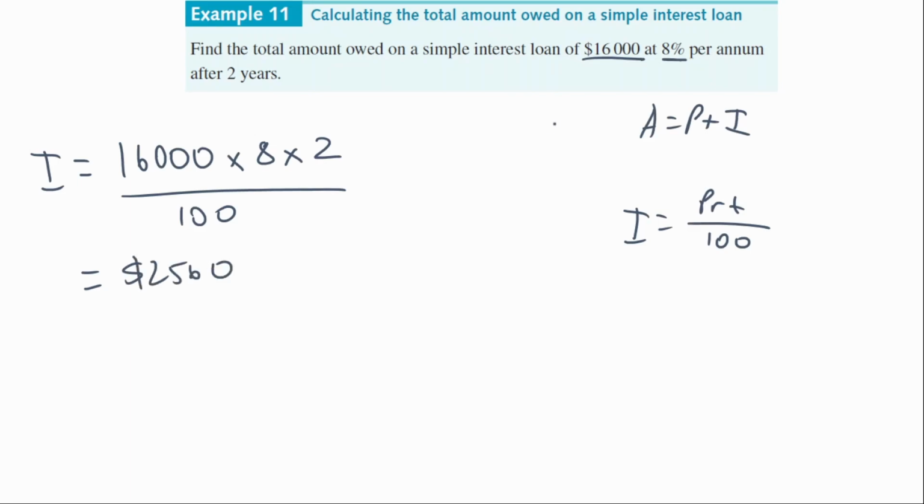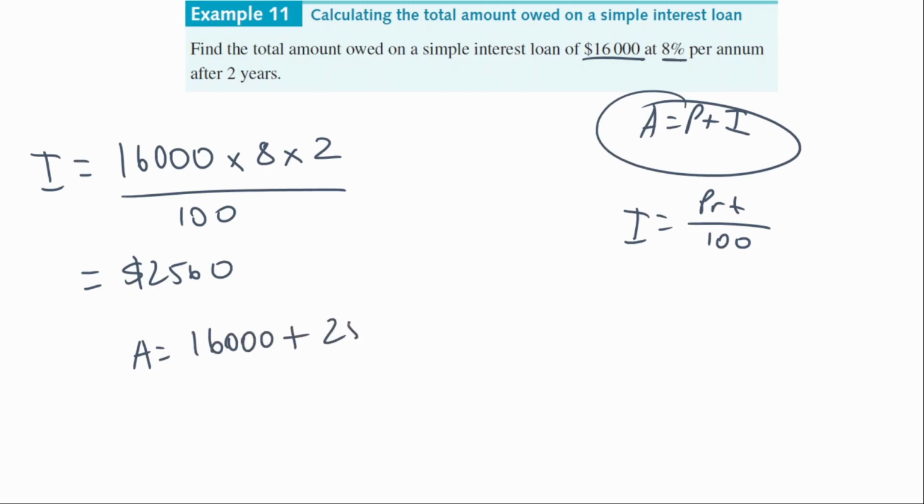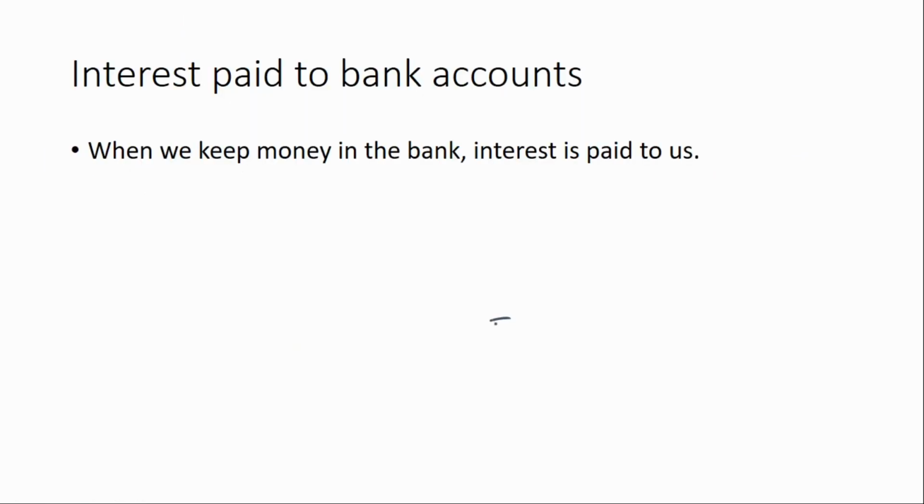So now we can move on to this formula here, A equals P plus I. So just plug those values into there. So A is going to equal P, which is 16,000 again, principal, plus I, 2,560. And if you work that out, that will give you a value of 18,560. So if you were borrowing $16,000 in this scenario here, you would actually end up paying a total of $18,560 at the end of the 2 years. So your final answer will be total amount owed.